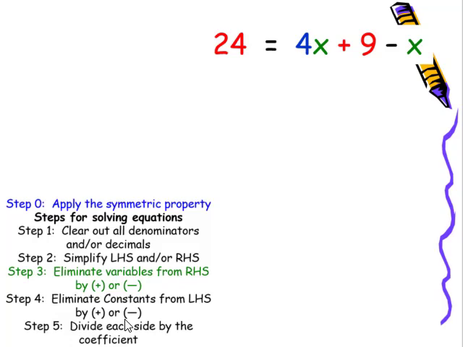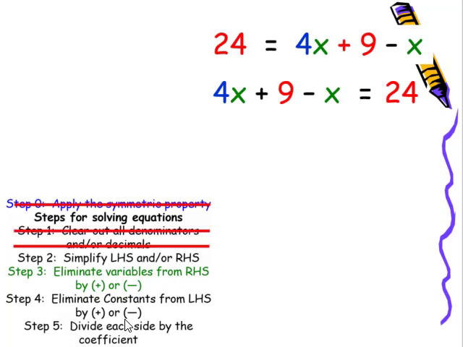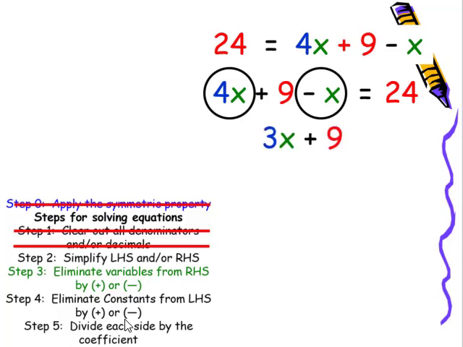Step number 0, symmetric property. We won't have to deal with step number 1 since we have no fractions or decimals, but now we'll have to deal with step number 2. Simplify the left-hand side and the right-hand side. On the left-hand side, we can see that we can combine our like terms. 4x minus x, remember 4x minus 1x. Since you don't have a coefficient, it's understood to be a 1. So in this case, 4x minus 1x is 3x. So we have 3x plus 9 is equal to 24.